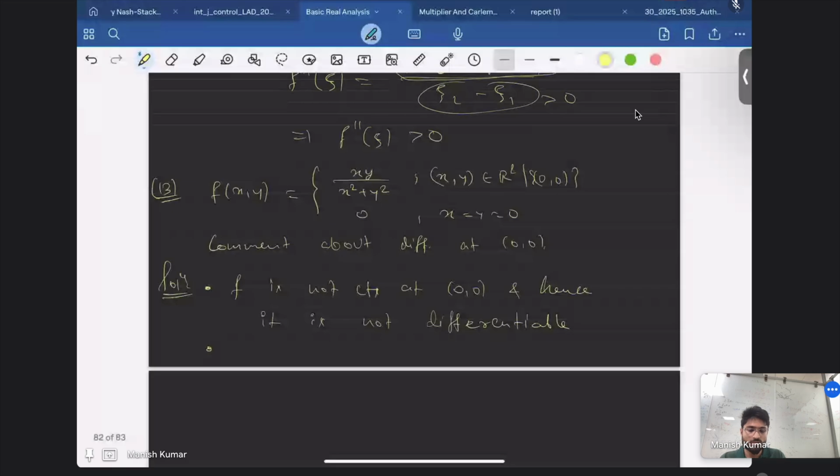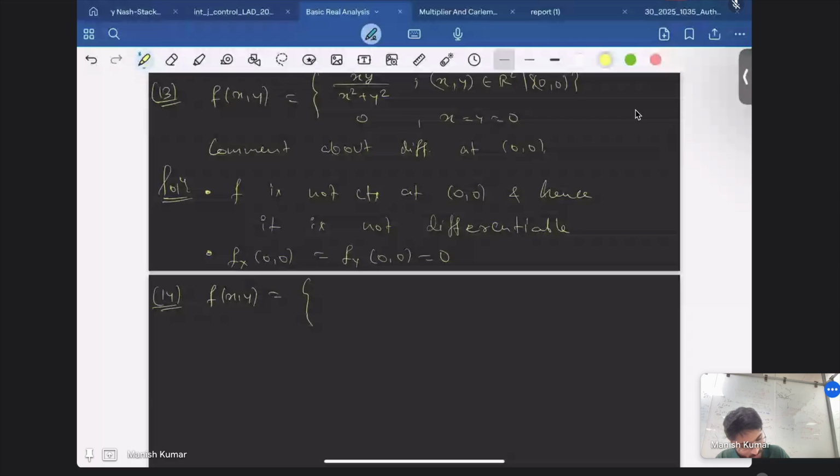Now let us look at this f of (x, y) equal to (x square plus y square) times sine of 1 by (x square plus y square) when (x, y) is not equal to (0, 0), and 0 when (x, y) equals (0, 0). Okay, so here you have to find df at (0, 0). So let's calculate the derivative of this function at (0, 0). How do you calculate?